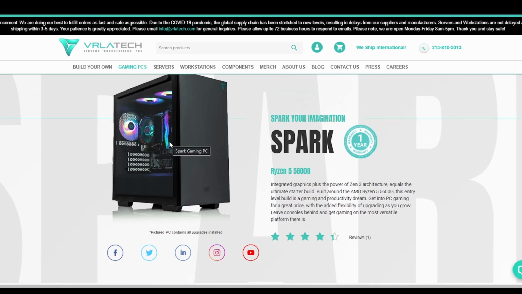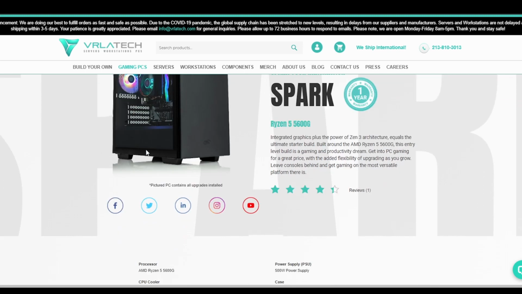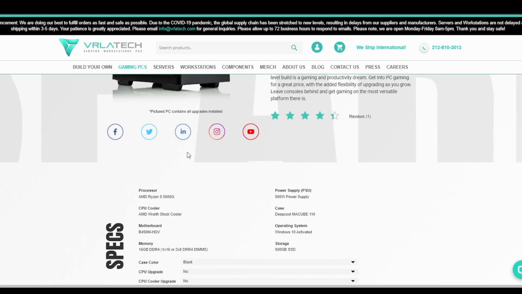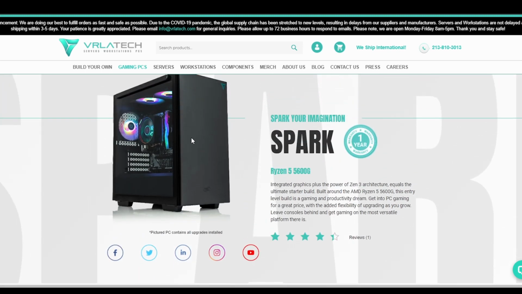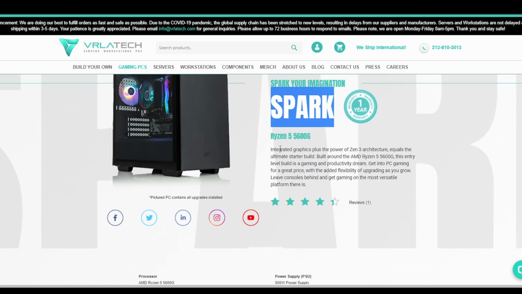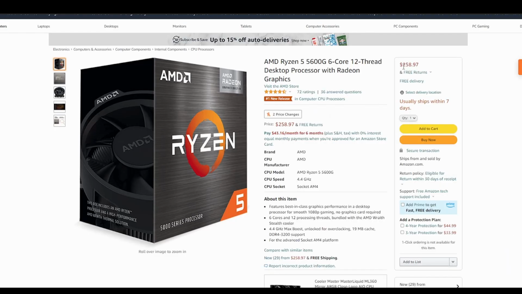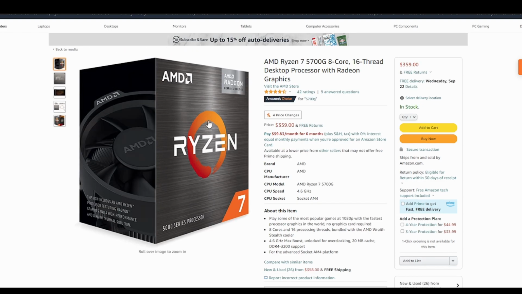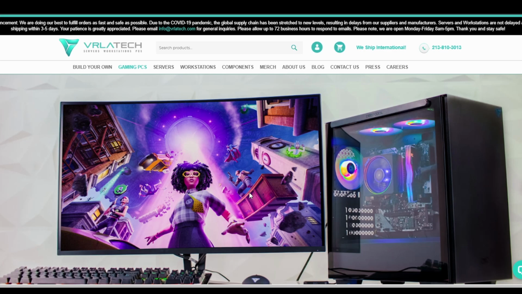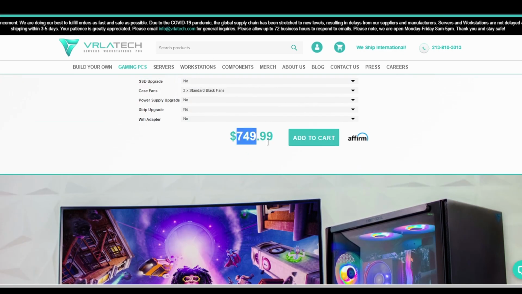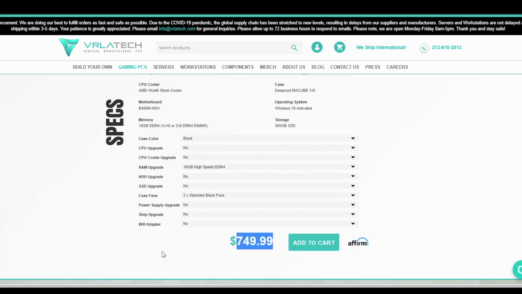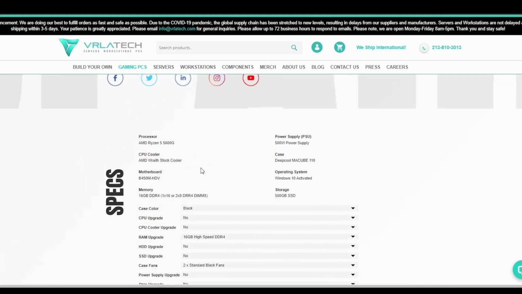So in terms of easy use and ease of upgradability, the APUs are a pretty good recommendation by most people, but when it comes to cost, I think that these systems are getting a bit pricey for my particular taste. So the Spark here from VRLA Tech only comes with a 5600G. As you guys saw the pricing on Amazon, it's around $260. Now for the total pricing of this system, they're pricing it at $750. Which I don't think is great.